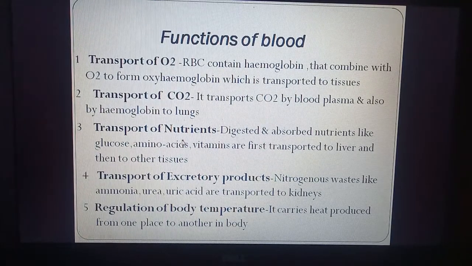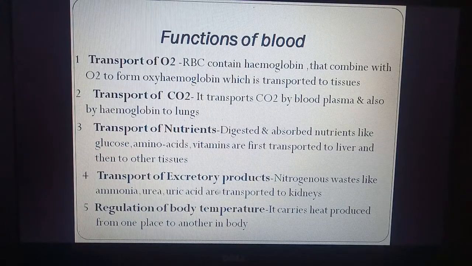Third is transport of nutrients. So the nutrients which have been digested and absorbed finally reach the blood. Mainly glucose, amino acids, and vitamins are transported. First they reach the liver and finally they go to the other tissues.